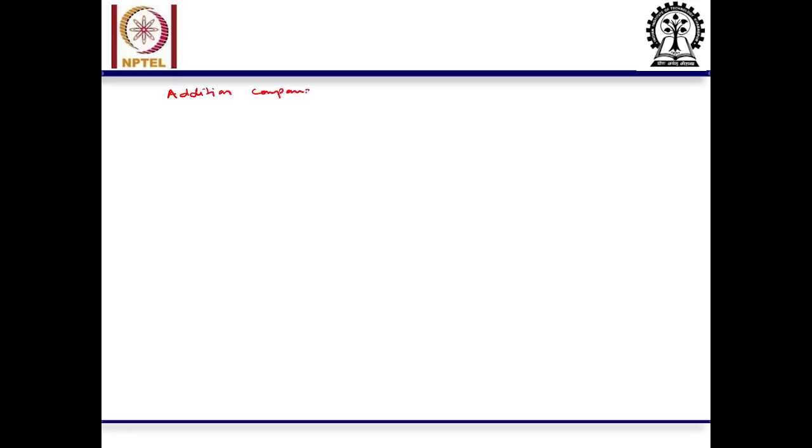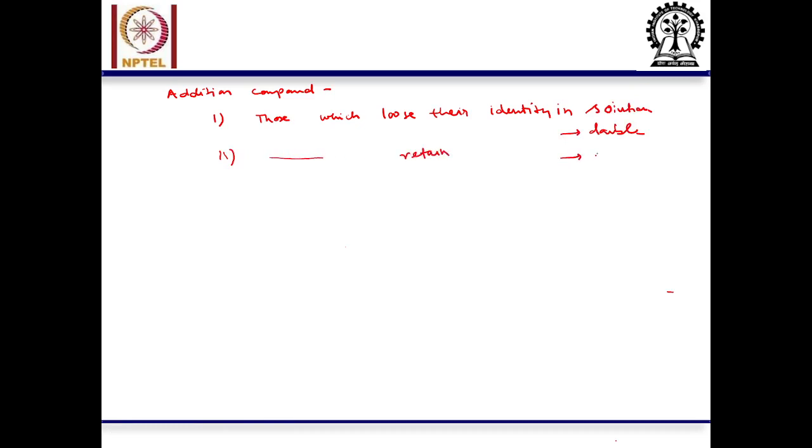Addition compounds are of two types. First, those which lose their identity in solution; these are called double salts. Second, those which retain their identity; these are called complex compounds, right?